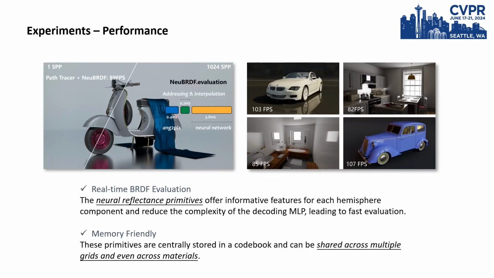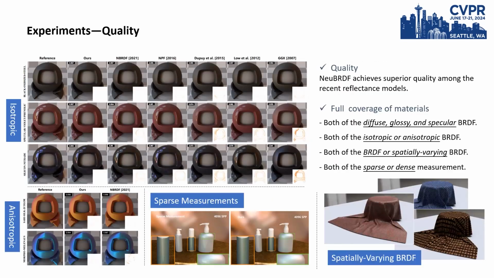Our reflectance model is memory-friendly and can be evaluated in real time. The neural reflectance primitives offer informative features for each hemisphere component and reduce the complexity of the decoding MLP, leading to fast evaluation. These primitives are centrally stored in a codebook and can be shared across multiple grids and even across materials. Next, we demonstrate quality comparison in fitting reflectance models to measured material.